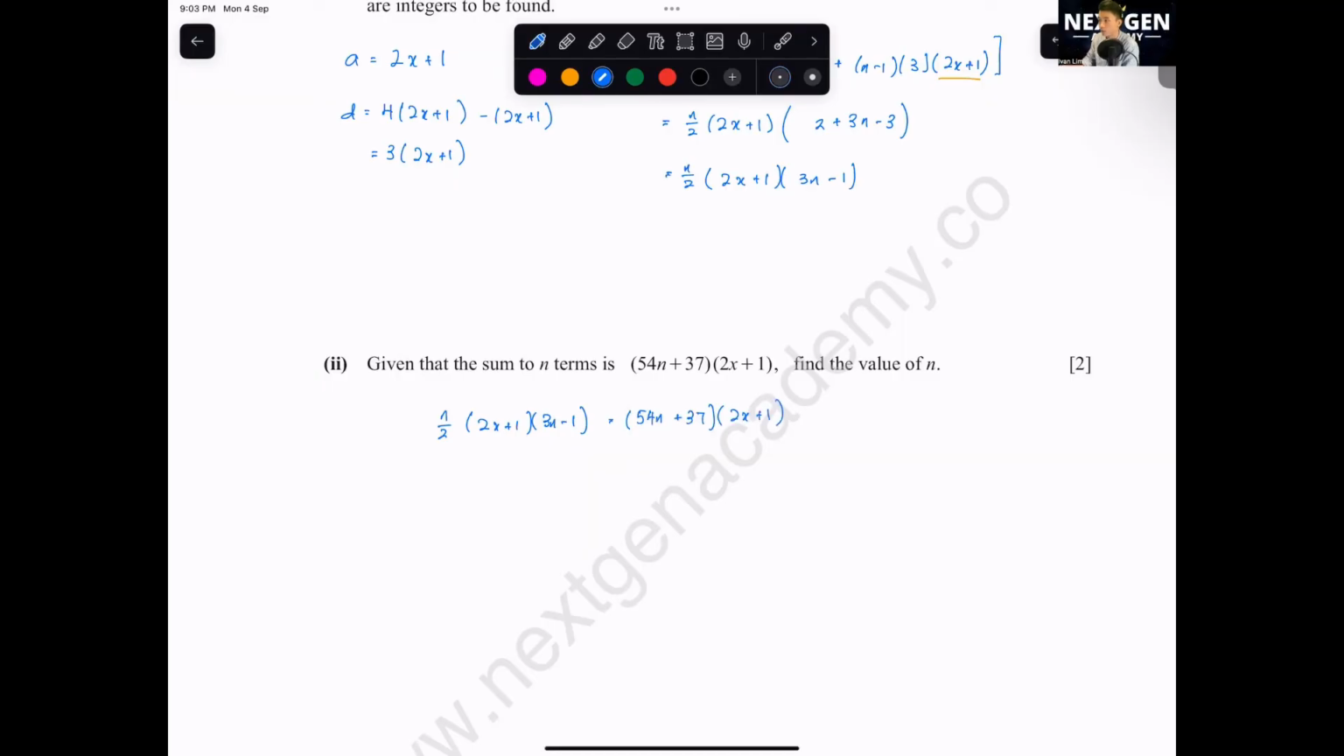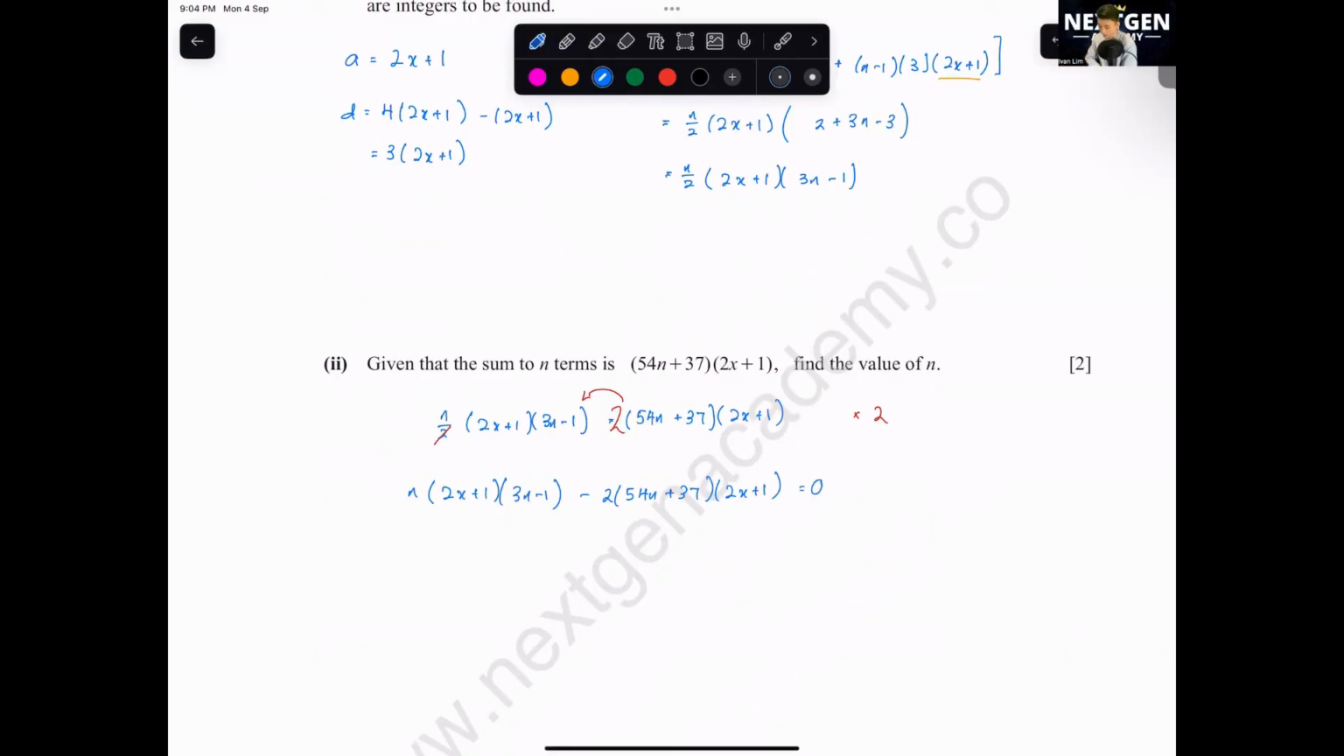What I'll do is multiply it by 2 first, because I want to bring this up. So I multiply it by 2, and at the same time I bring this to the left hand side. So this 2 now goes here. Then I shift everything to the left hand side. So here we have n times (2x plus 1) times (3n minus 1) minus 2 times (54n plus 37) times (2x plus 1) equals 0.